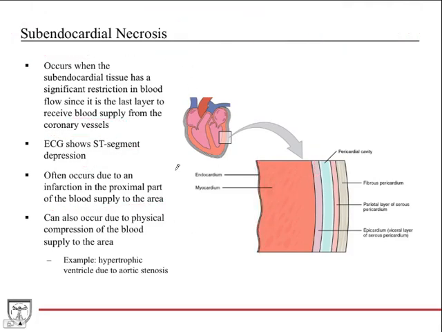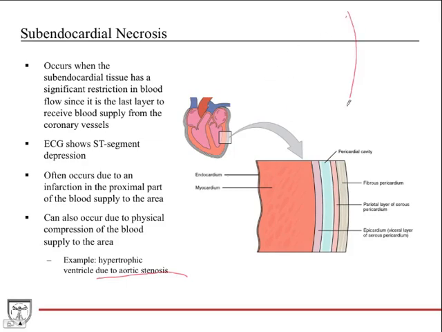So subendocardial necrosis can also occur due to physical compression of the blood supply to the area. An example of this is hypertrophic ventricle due to aortic stenosis. So like we said, when the aortic valve is stenotic, it's a much higher resistance for the ventricle to overcome. So the ventricle has to work harder and becomes hypertrophic. And so it actually compresses.